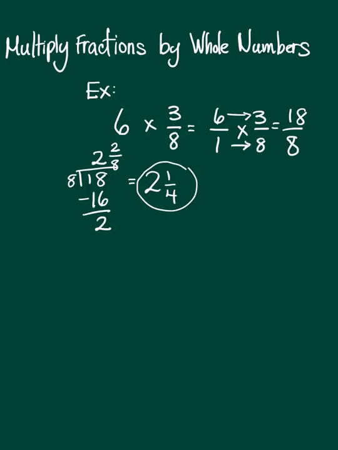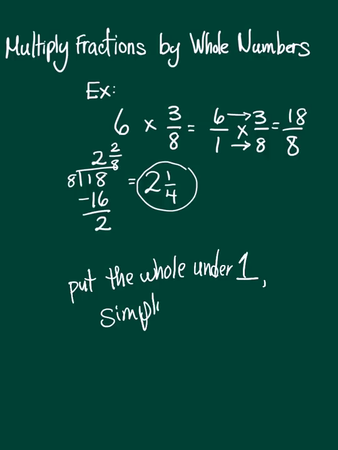Right? Let's go ahead and go to the next problem. When you multiply fractions by whole numbers, you put the whole number over 1 and simplify, and you're usually going to have an improper fraction, so you're going to want to divide it like I divided it here. You divide the numerator by the denominator, you get your whole number, which is 2. Then your remainder becomes your new fraction over the denominator, and then you would simplify.